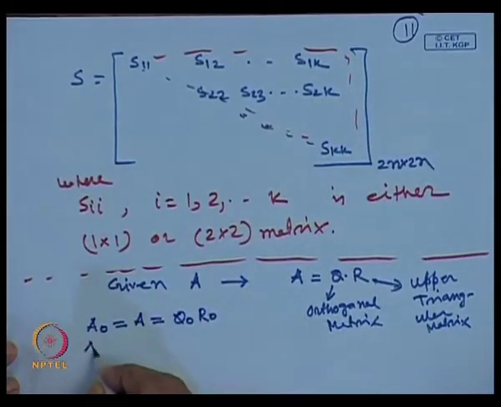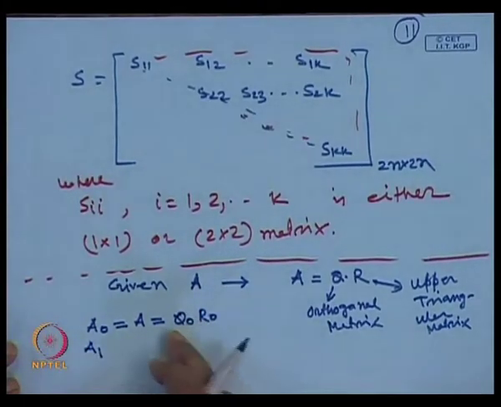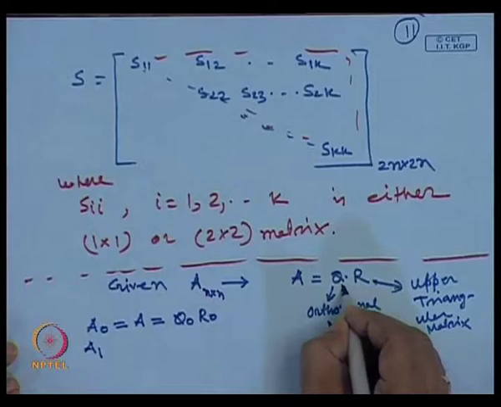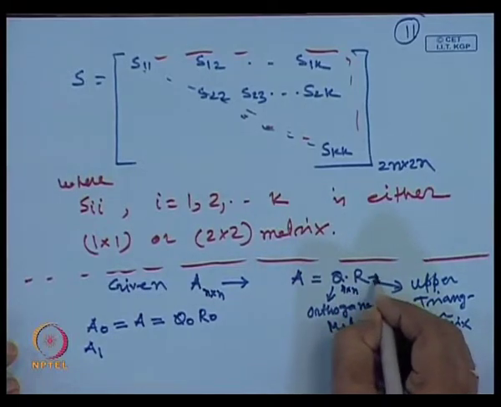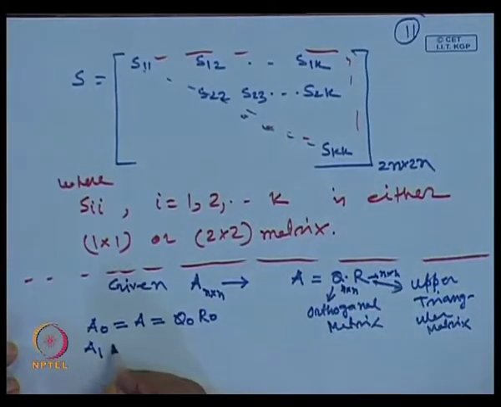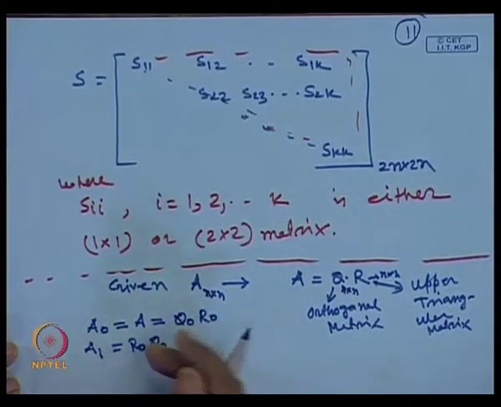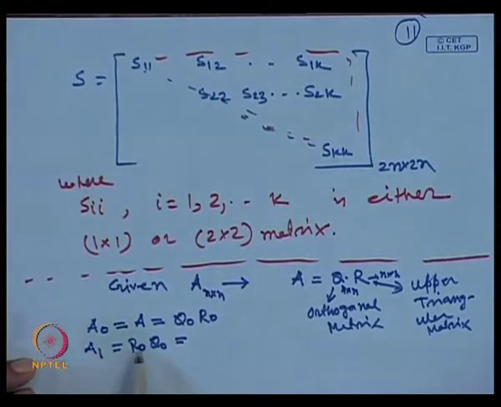Now, I define A 1. If you reverse the order of this one, because both are the same dimension, n cross n, this is also n cross n. So, if you reverse this order, this matrix will be different from A 0 or A. So, this matrix I am now considering is A 1 equal to R 0 Q 0.